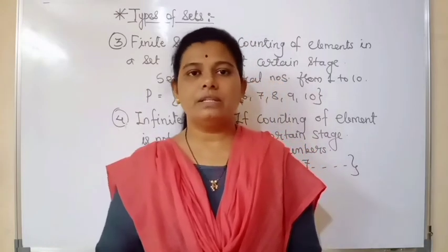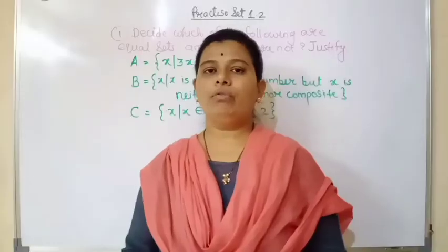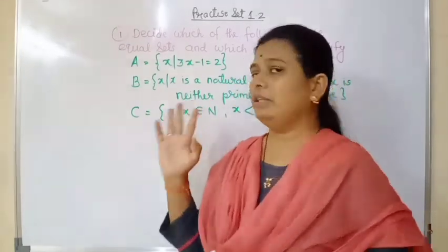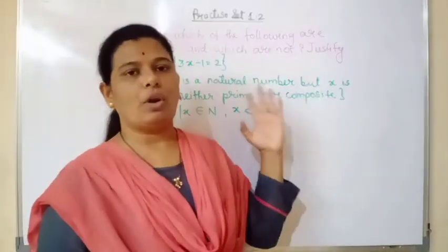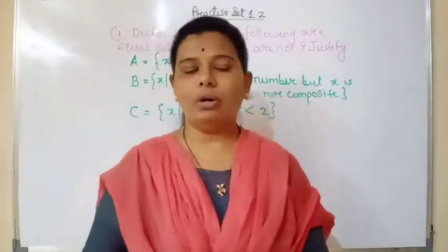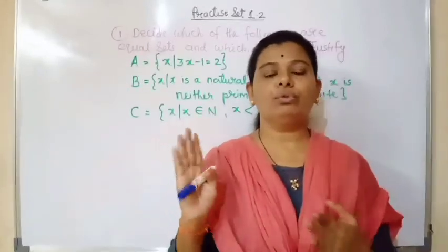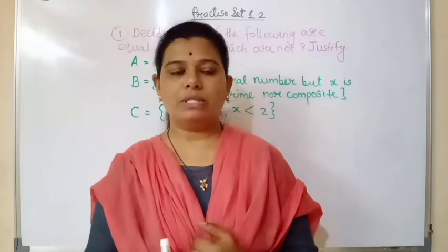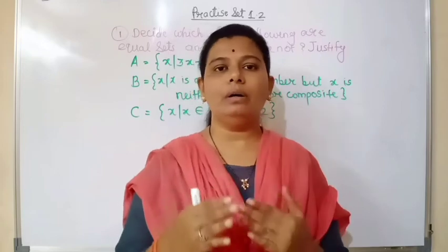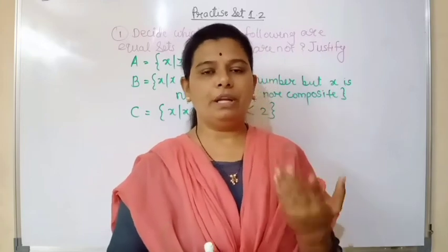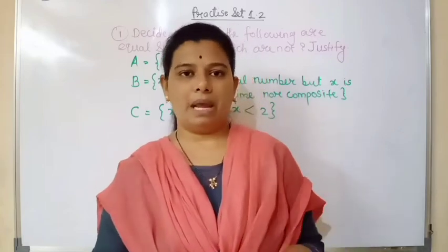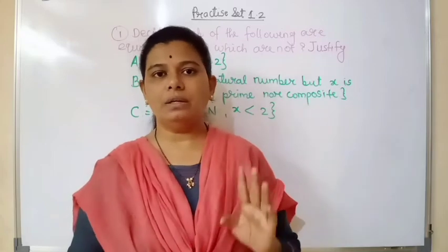Now we'll study the exercise, that is 1.2. Now we'll go through the exercise 1.2. See the question I have written: decide which of the following sets are equal sets and which are not, and you have to justify your answer. Before going through this question, let me tell you what is meant by equal sets. Equal sets means those sets which contain the same elements. For example, if there are two sets A and B, if both the sets A and B contain the same elements, then those sets are called equal sets.